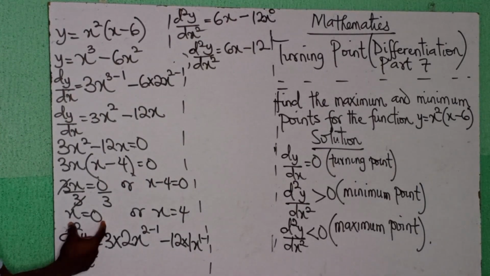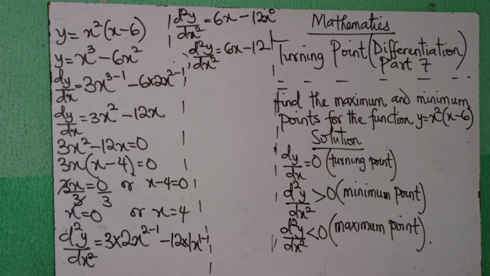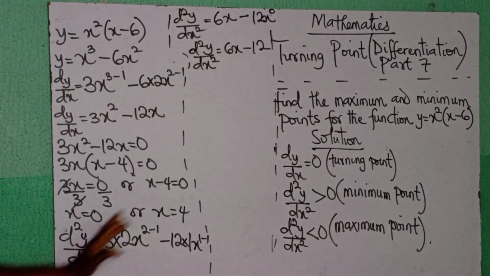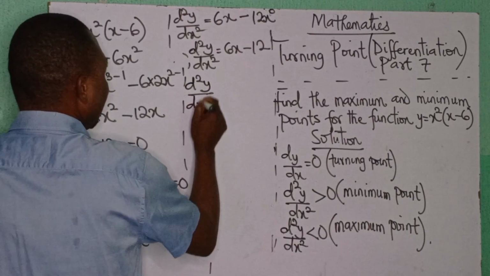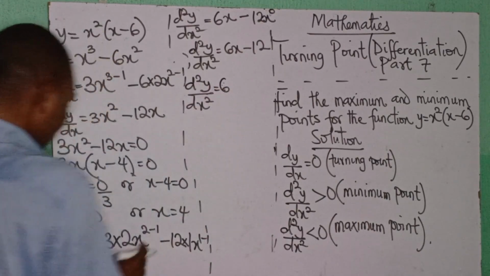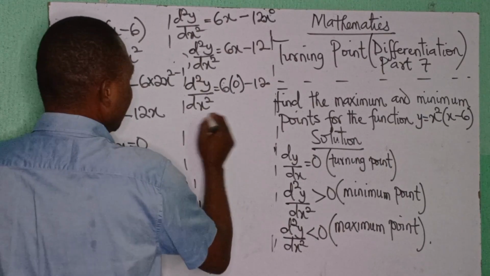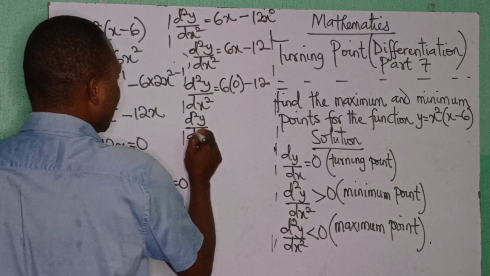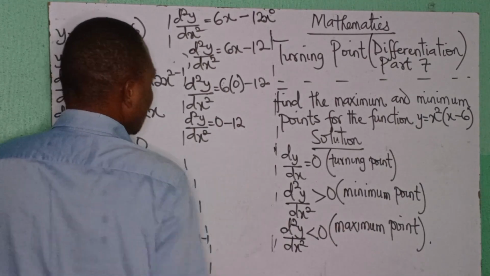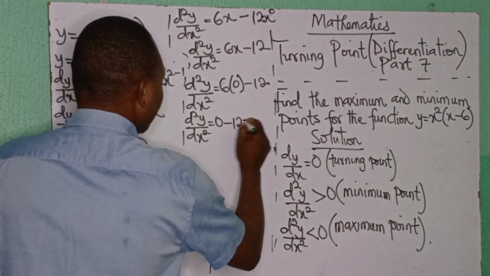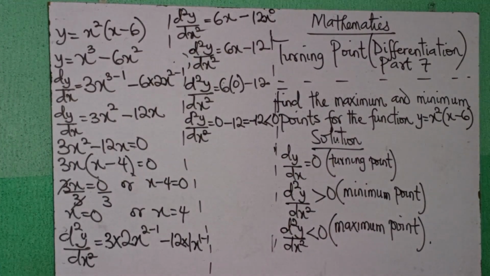From what we got here, our x equals 0 and our x equals 4. So we are going to put the value of our x here for both 0 and 4. So let's go. We're going to be having d2y over dx2 equals 6 times 0, 0 minus 12. So 0 minus 12 is minus 12. Minus 12 is less than 0.